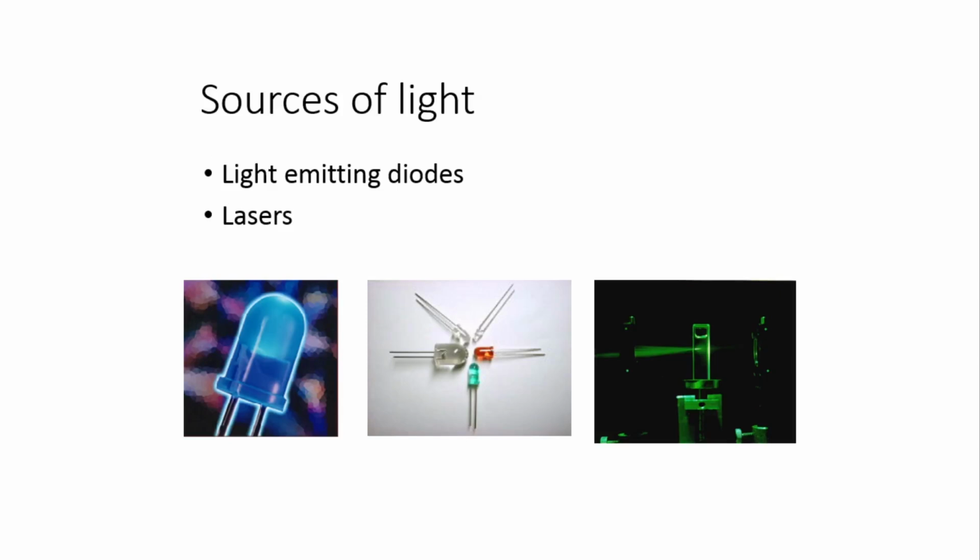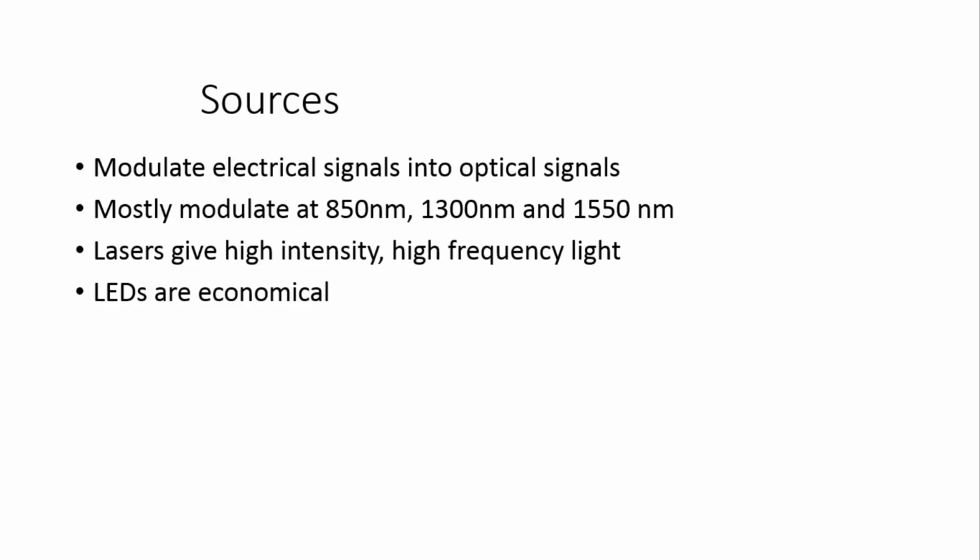Source of light: light emitting diode, that is LED, and laser. These are the sources of light through which the signal is transmitted over the optical fiber cable. What do these devices do? They modulate the electric signal into the optical signal, mostly at 850 nanometer, 1300 nanometer and 1550 nanometer. Laser gives high intensity, high frequency light. LEDs are economical and easily available everywhere.